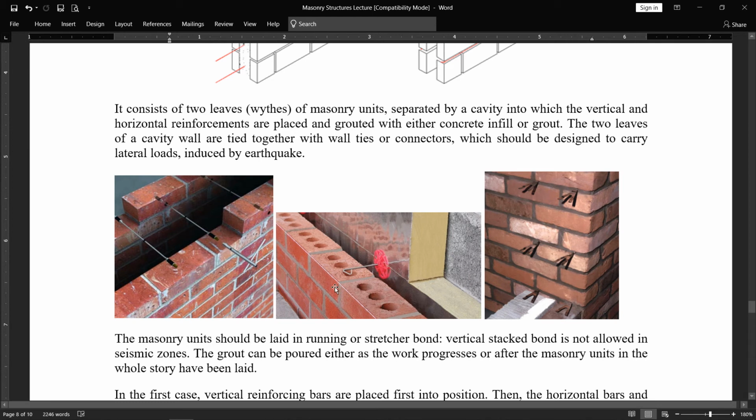Okay, here you can see stretcher face, stretcher face, stretcher face, here again, and a stretcher face here also. Vertical stack bond is not allowed, meaning a stretcher directly under a stretcher is wrong. So alternate stretchers should be provided. A vertical stack bond is not allowed in the seismic zones.